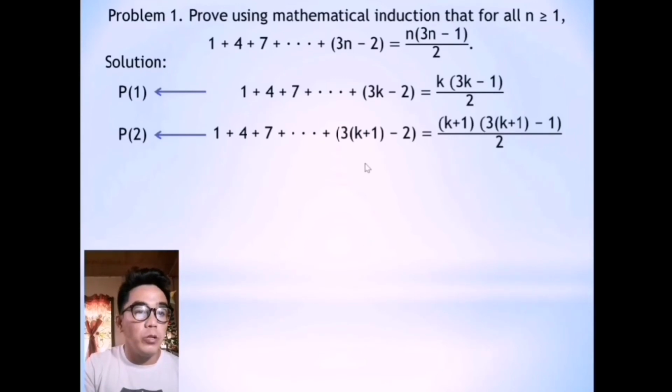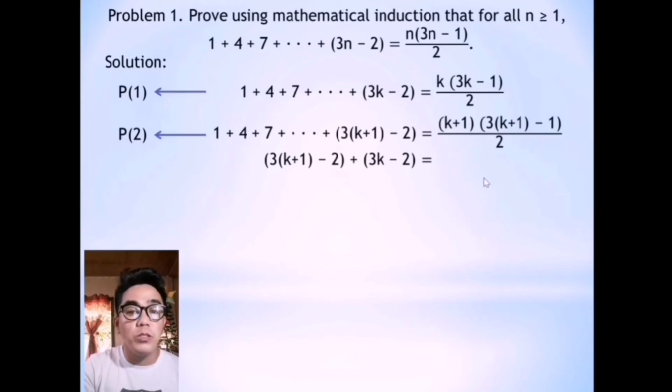Okay, so how? We're going to bring down this 3 times k plus 1 minus 2, add to 3k minus 2. Now, in proving a problem or statement using PMI, all you have to solve is only the left side, because the given right side is your formula. So you're going to do all the process, and at the end, this equation will be equal to the right equation. So right now we have 3 times k plus 1 minus 2 plus 3k minus 2.